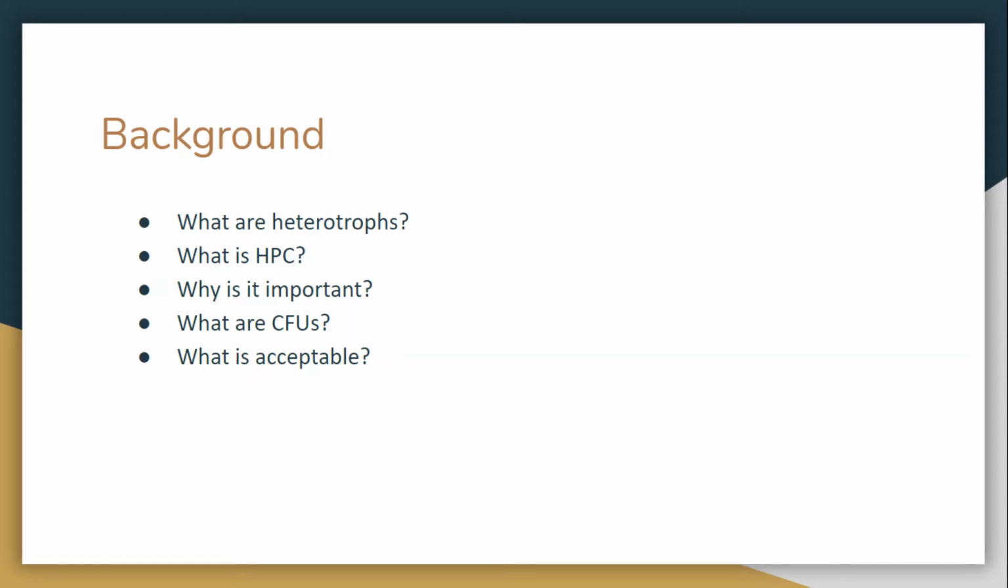In potable water, HPC levels should be less than 500 colony-forming units per milliliter. HPC levels may fluctuate, but counts that consistently exceed this value indicate poor water quality.